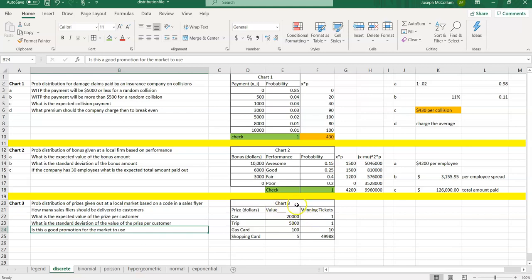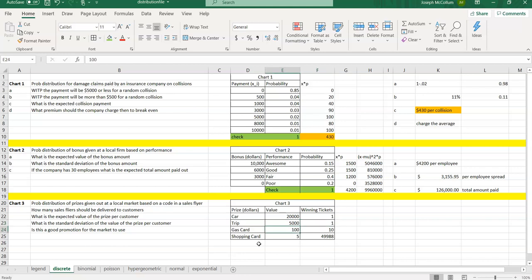So, all right, chart 3, what is it? It's a prize wheel. It's a prize that happens in the flyer. So customers get a flyer in the mail from their favorite company. In there is this code. You come to the store, you cash out, the code would tell you what you get. So if you have the winning code for the car, you'll get a car that's worth $20,000. There's only one winning code for that. The trip is a $5,000 trip. There's only one winning ticket for that.